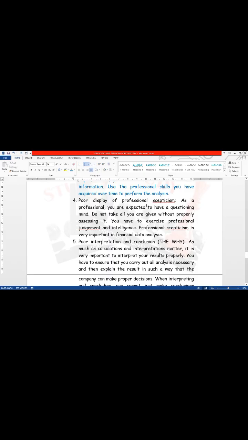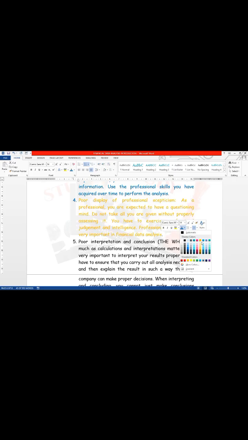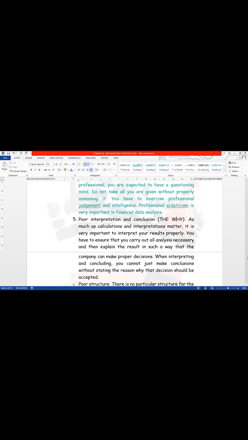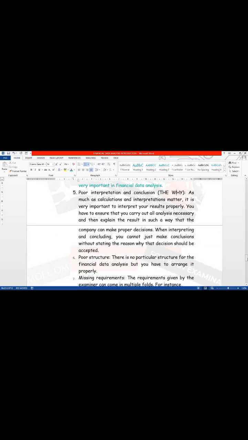Now, as professionals, we are expected to have a questioning mind. Do not take all you are given without properly assessing it. You have to exercise professional judgment and intelligence. Professional skepticism is very important in financial analysis. Do you understand? You have to have a questioning mind. Okay, this information, these probabilities, they're giving us probabilities. Did he actually analyze these probabilities well? You have to display that you know this thing very well. So it's part of financial data analysis.